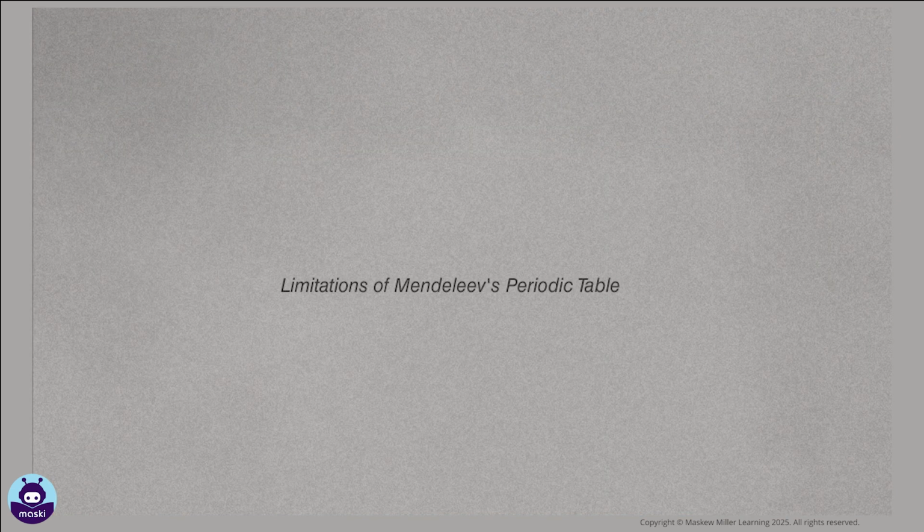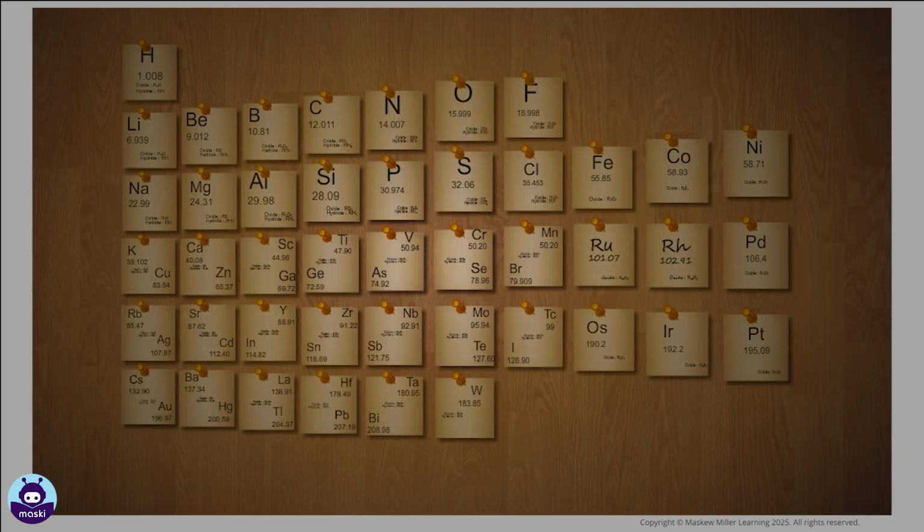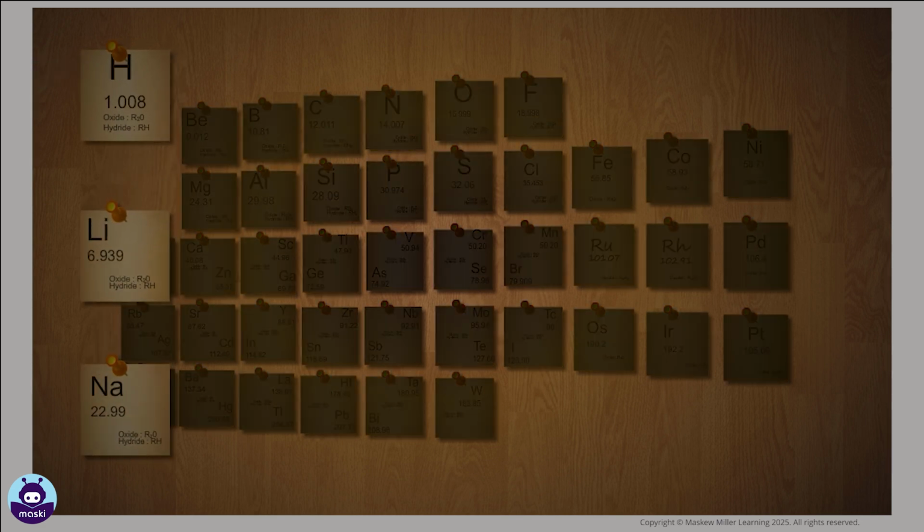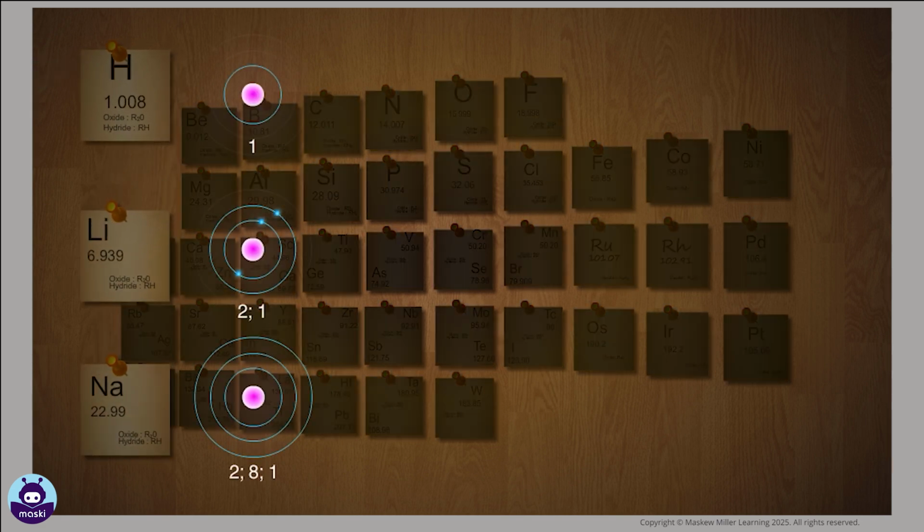Limitations of the Mendeleev's periodic table. Hydrogen was placed in the first column above alkali metals because hydrogen and alkali metals have similar properties. They have a similar electronic configuration.